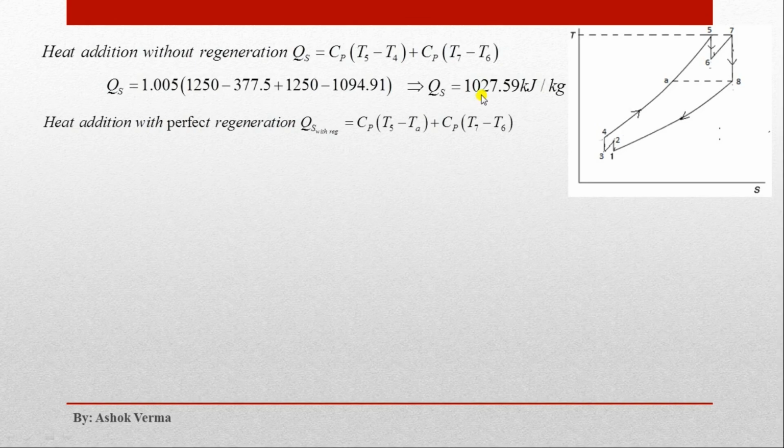If you use the perfect reheater, then the heat supply from point 4 to point 1 will be from the regenerator, and T4 to TA, that is T8. For the perfect reheater, TA will be equal to T8. So you have to supply the heat from TA to T5 and T6 to T7.